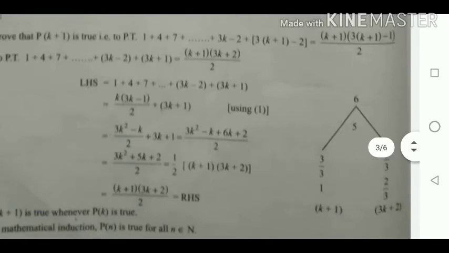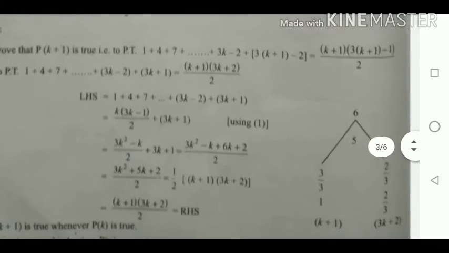Now I am taking 2 as an LCM. We are getting 3k square minus k plus 2, 3 twos are 6k plus 1 2 is 2. So here 6k square plus 3k square plus 5k plus 2, after subtracting k from 6k, divided by 2. So it becomes 1, and now I am taking 1 by 2 as common. After factorizing it, I am getting (k plus 1)(3k plus 2) divided by 2 equal to RHS. So we are getting the RHS now.